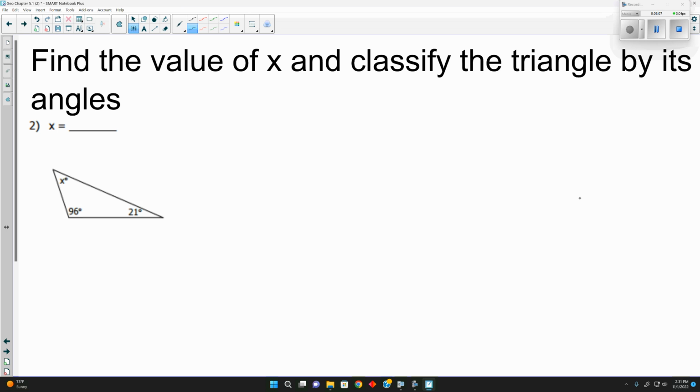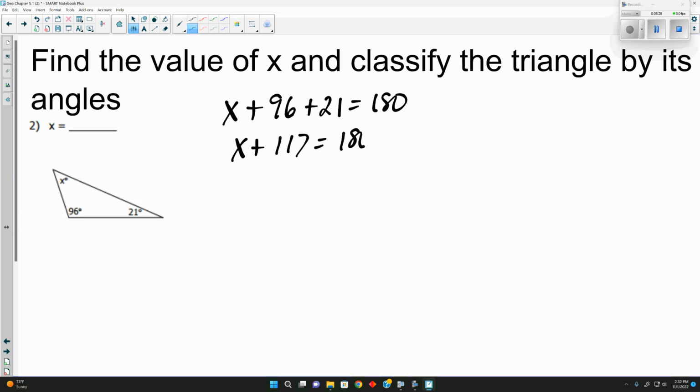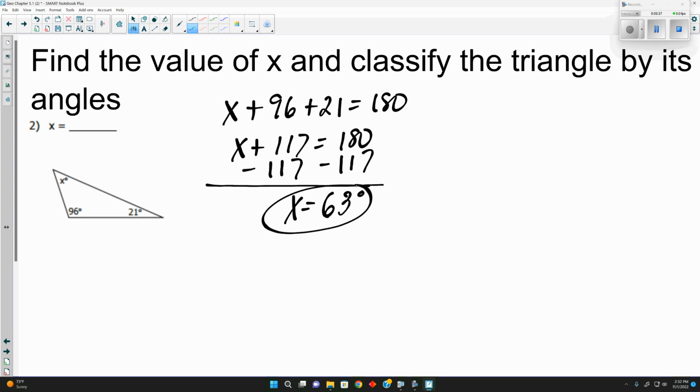Let's look at this one here. So these three angles add together to be 180. So we're saying x plus 96 plus 21 is equal to 180. So we can add 96 and 21 together and get, and then what? So the measure of angle x is, how would we classify it based off its angles?